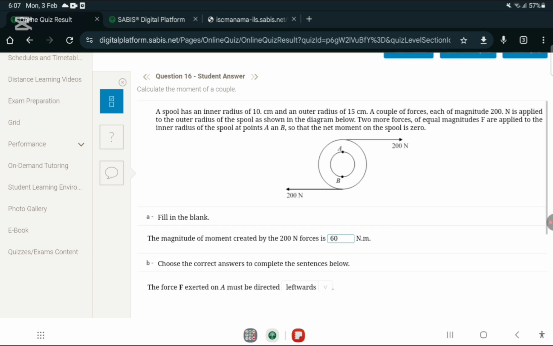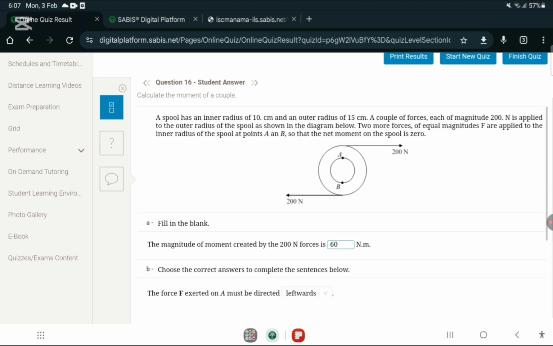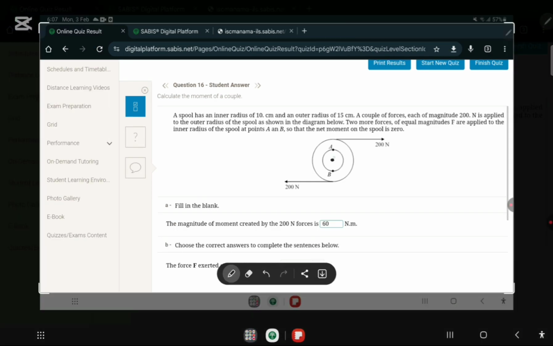Okay, this one is easy. The magnitude created by the first couple. Firstly, let's draw this. From point A to there is 10 centimeters, but from up here to there is 15 centimeters.